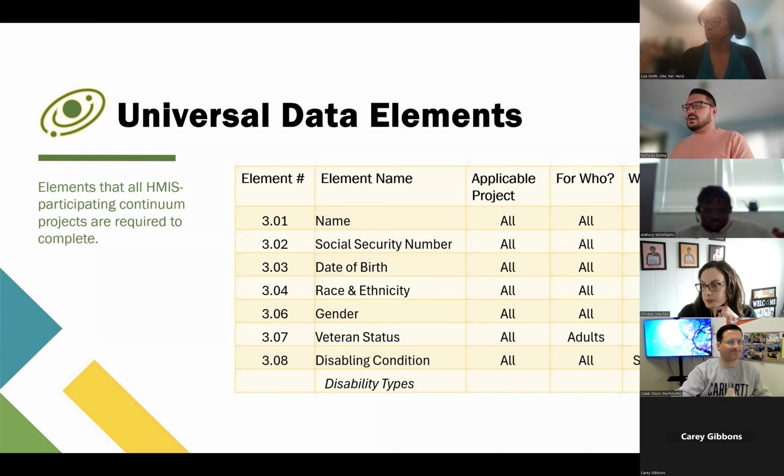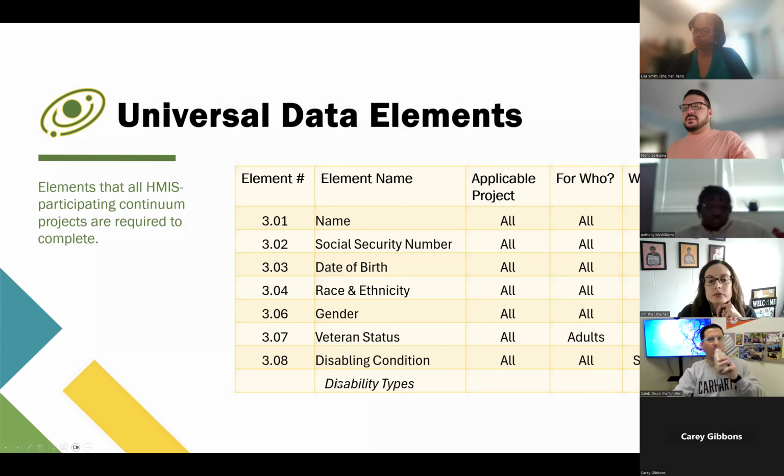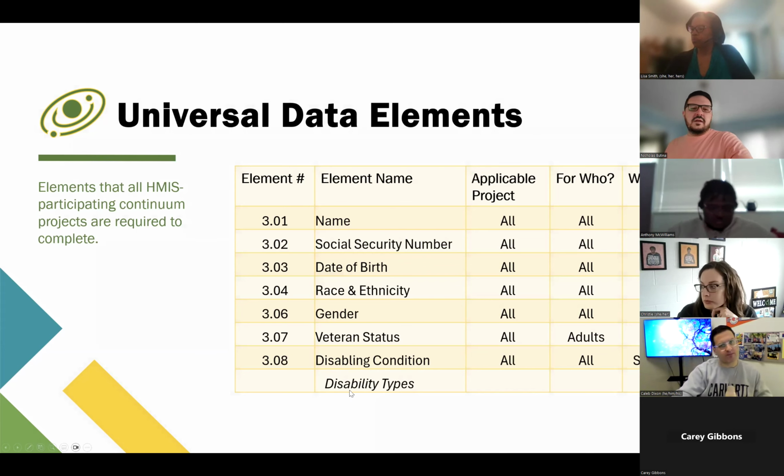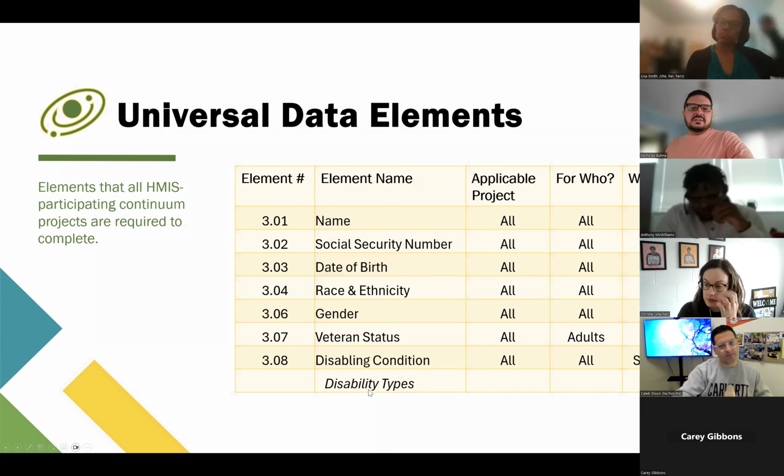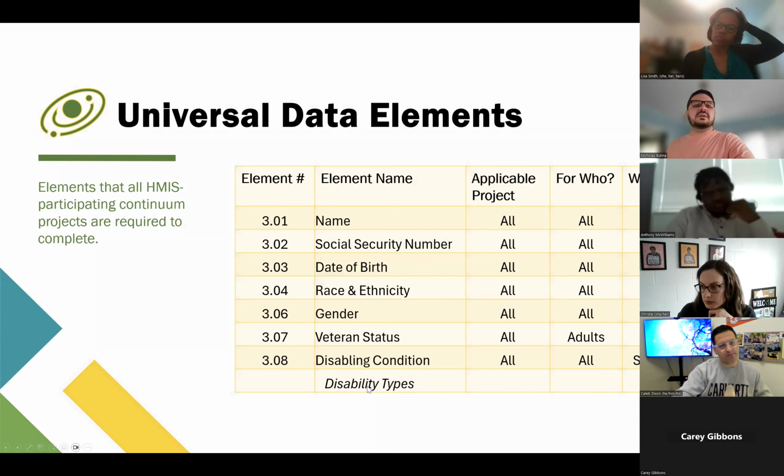Disabling condition: basically the way I have this set up is this is the data element, and if there are sub questions under that data element, I've put it in italics and sort of tabbed it so you can see. If somebody says they have a disabling condition, you'll then have to select what type of disability, and again we'll show that to you in just a second.